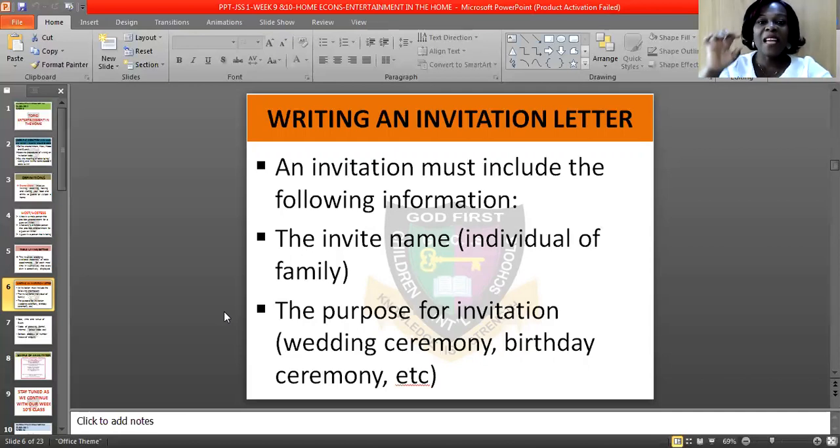Number one, an invitation letter must include the following information, which is the invite name, that is the individual you want to invite or the family. You have to include it in the invitation letter. The purpose for invitation is the wedding ceremony, birthday ceremony, or burial, and so on and so forth. You have to include it there. It needs to be mentioned. Is that taken? All right.